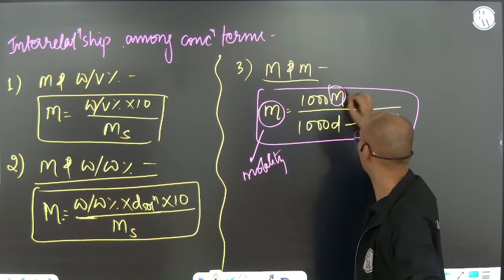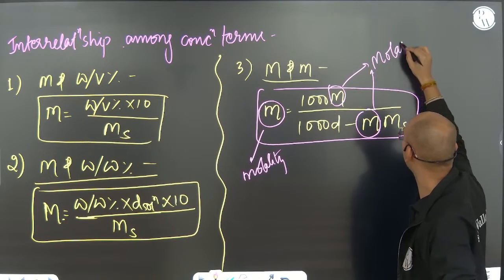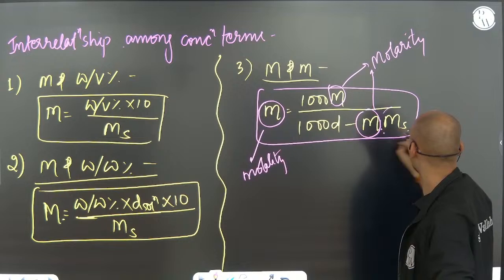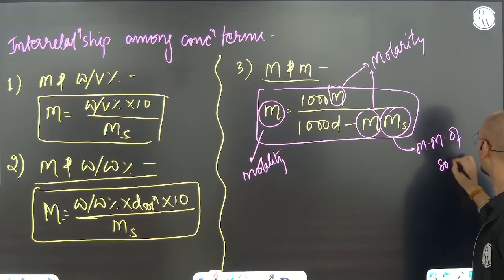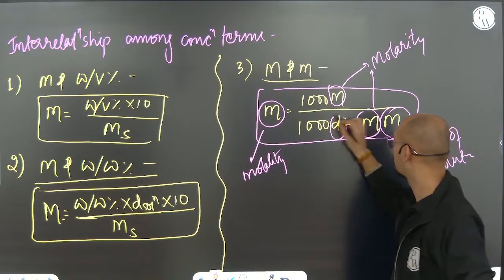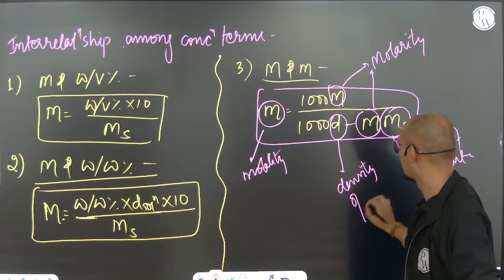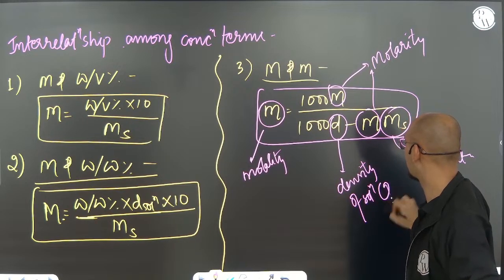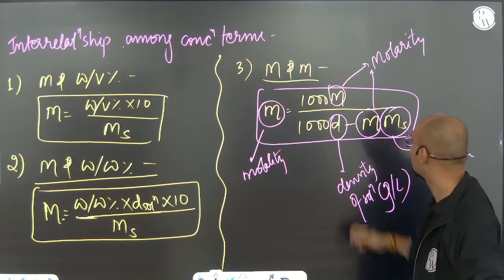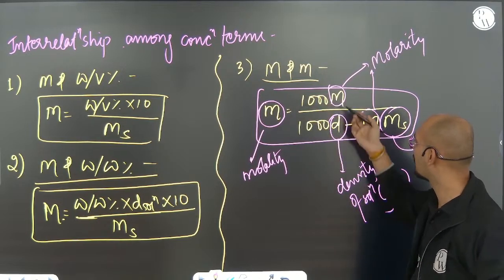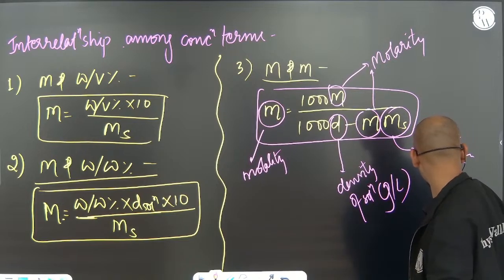Molality, it is what? It is both of them, molarity. It is what? Molar mass of solute. It is what? Density of solution. Density of solution in gram per liter. Please remember all these things, very important to keep in mind. What is this? Molality, it is molarity, it is density, it is molarity, and it is what? Molar mass of the solute.